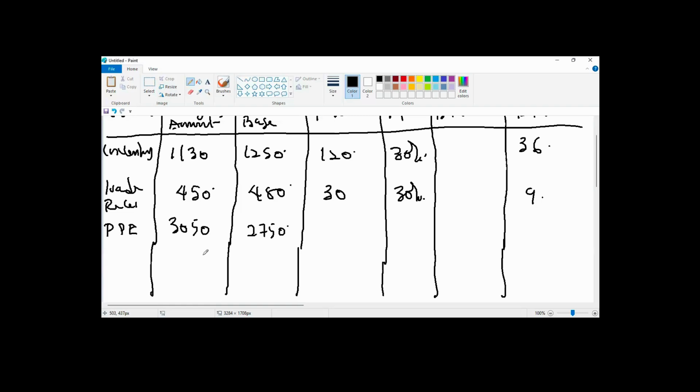It has created a temporary difference. What is it? 3050 less 2750 is 300. Is it a deferred tax liability or deferred tax asset? Deferred tax liability. Of how much now? 90. Yes.